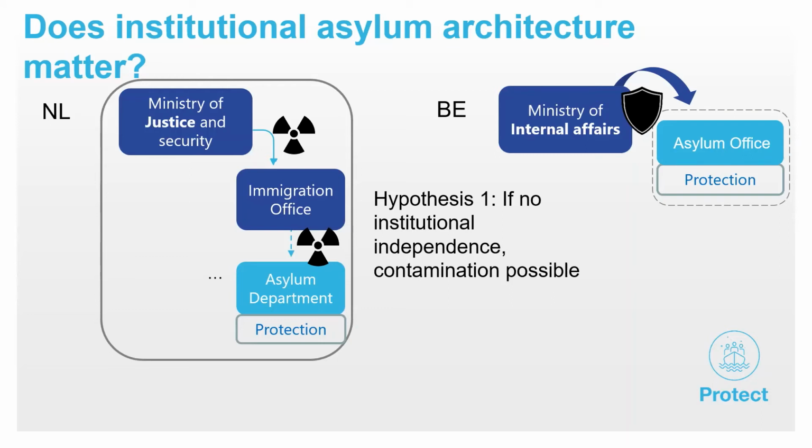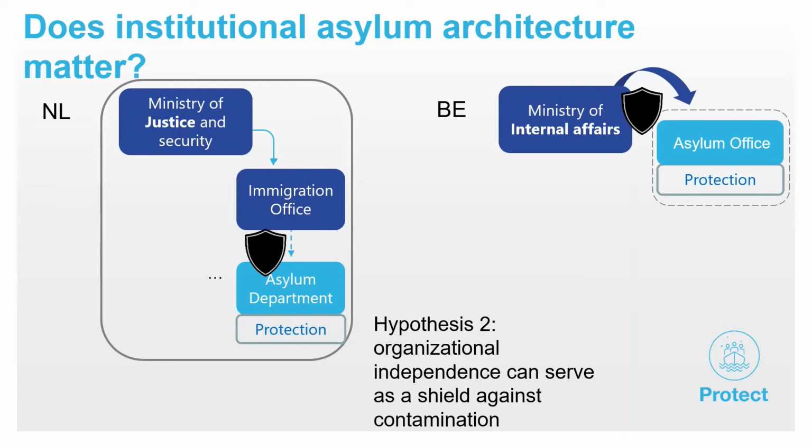This hypothesis, however, follows the assumption that institutional independence means that there is also organizational independence or autonomy in practice. However, our second hypothesis, following a mindset of multiple organizational identities, says that the Dutch Asylum Department is just as dedicated as the Belgian Asylum Office to protect refugees, as the staff of the department is shielded from the immigration control objectives of the Immigration Office and the Ministry.